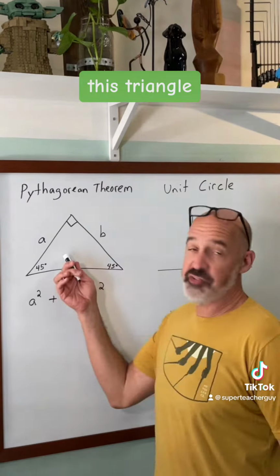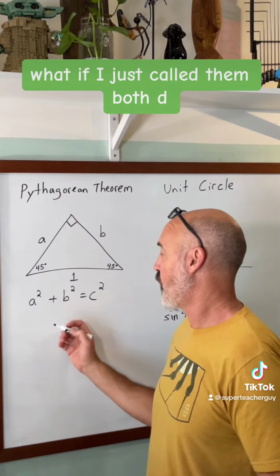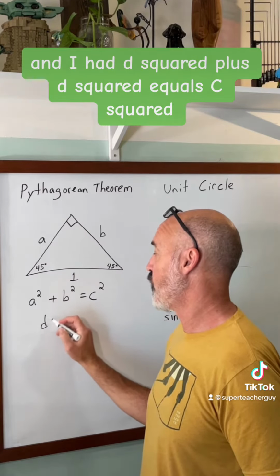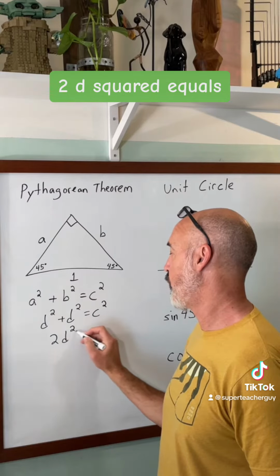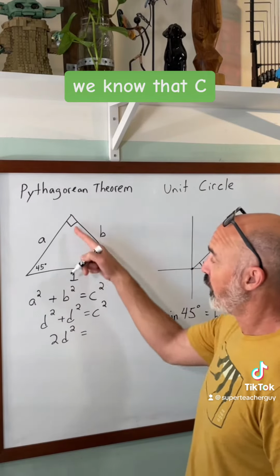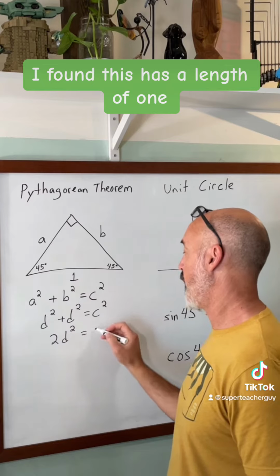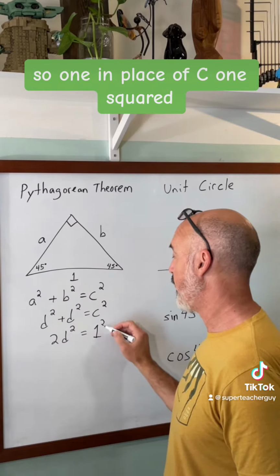In this triangle, A and B are the same length because the angles across from them are the same. So instead of saying A and B, what if I just called them both D? And I had D squared plus D squared equals C squared. Again, Pythagorean theorem. D squared plus D squared, 2D squared, equals C squared. We know that C, the hypotenuse, has a length of 1. So 1 in place of C, 1 squared.